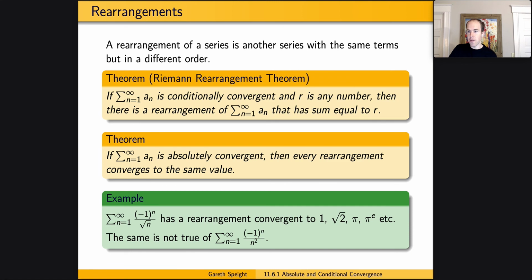Just to summarize this video, we looked at absolute convergence, which is when the sum of the absolute value of a n converges. That implies regular convergence. We also looked at conditional convergence, which is when the series converges but the sum of the absolute values diverges. And we said they're quite different with rearrangements.